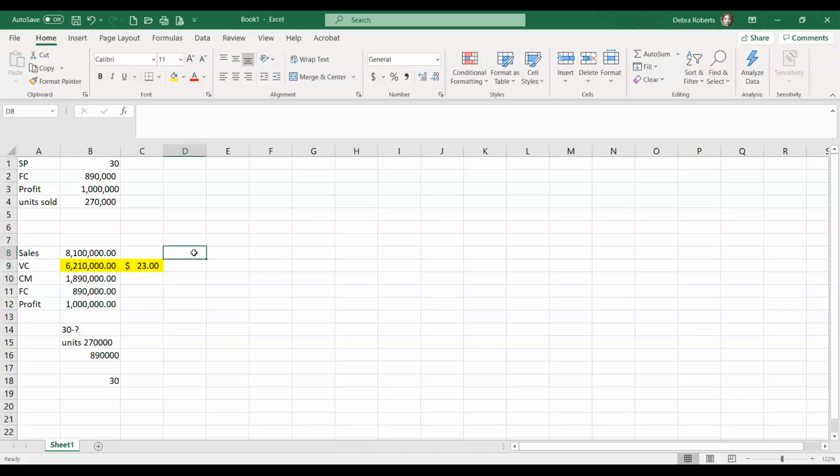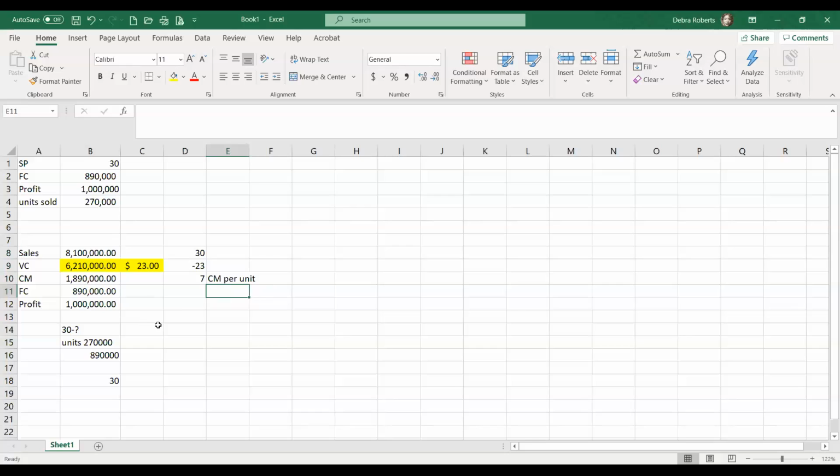So if we did it based on units, sales price per unit, we would say 30 minus 23 gives us $7 per unit. So the variable cost per unit, or I'm sorry, the contribution margin per unit, excuse me, is this.